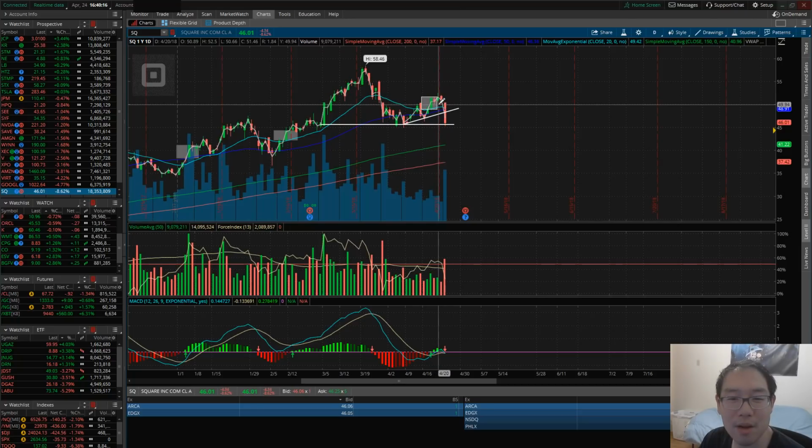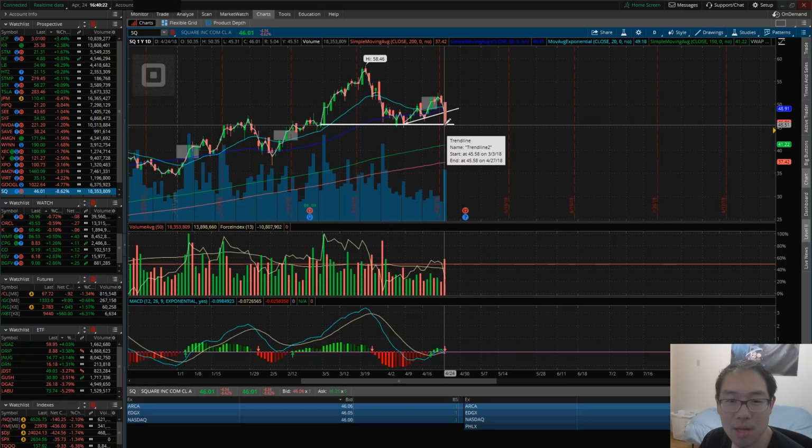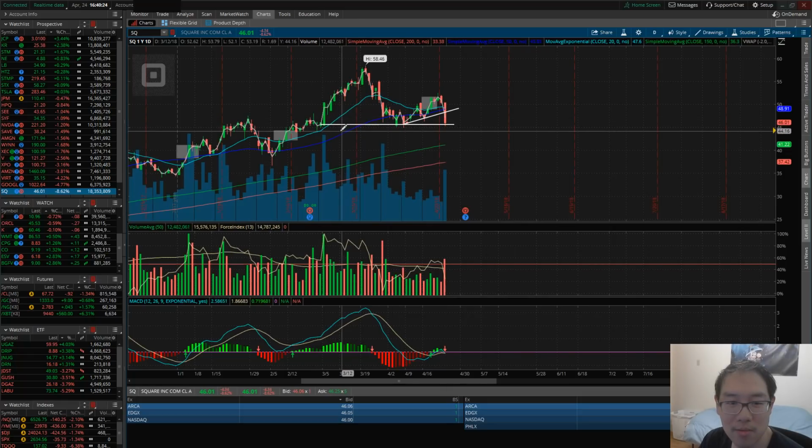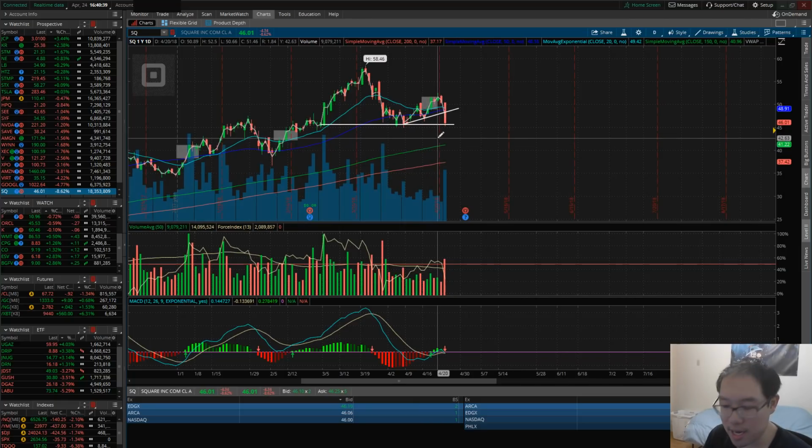Was it the start of the uptrend? It actually came all the way back down to its 1 month support, maybe even 2 month support. Okay, this is located at 45.70. All right, we have to be a little careful with Square, especially if you're in it. Yes, this is possibly a very nice buying opportunity.